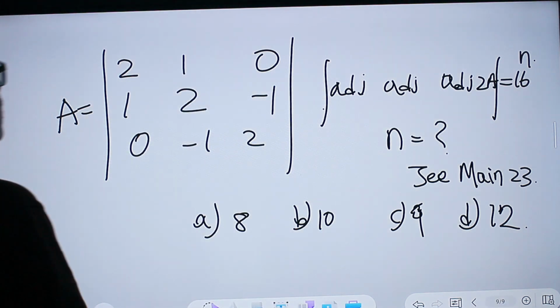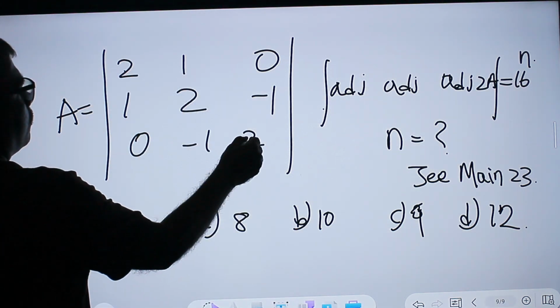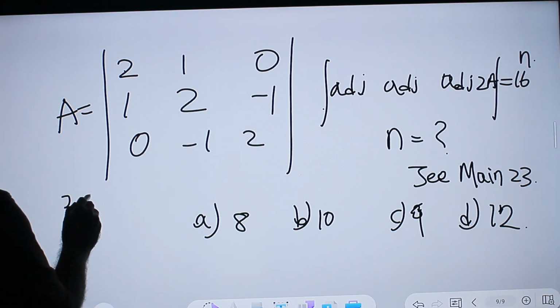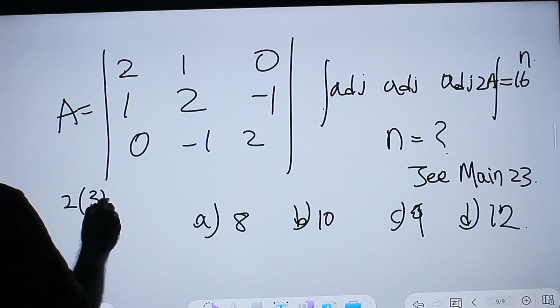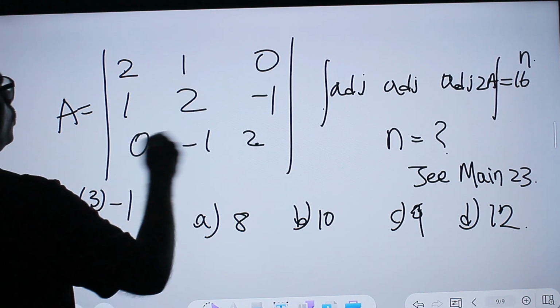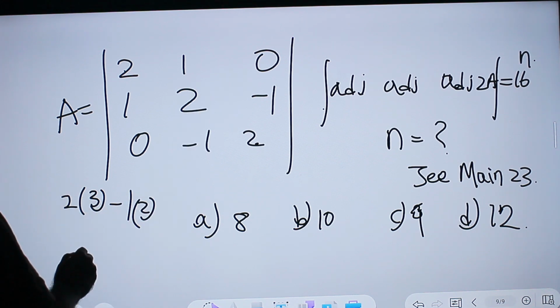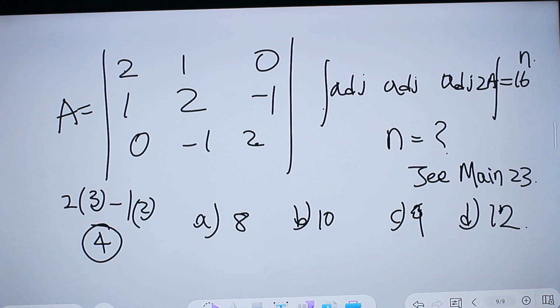First, find the value of determinant A. 4, 2, 4 minus 1, so it is 3. Minus 1, 2, 0, then 0. So 6 minus 2, determinant of A is equal to 4.